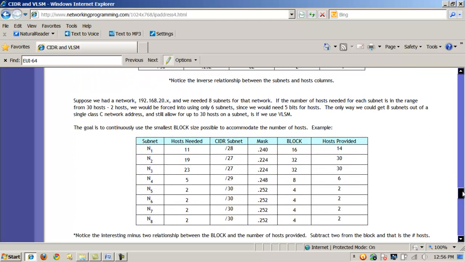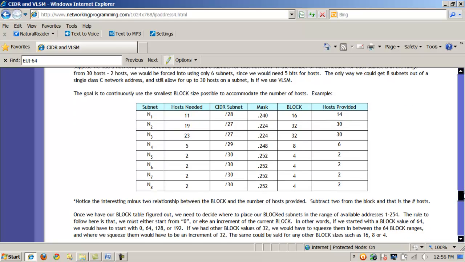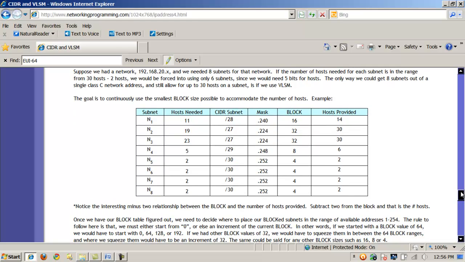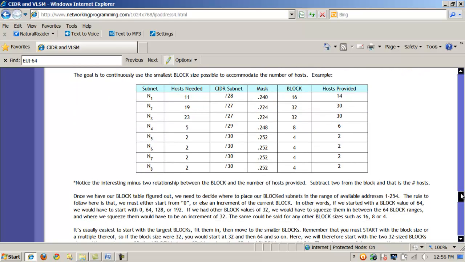Now, what we want to do is start out and figure out the exact number of hosts that we need for each subnet. This will help us avoid needlessly wasting IP addresses, which we would have to do if we used classful IP subnetting. We would be wasting a lot more IPs than we would with non-contiguous VLSM.